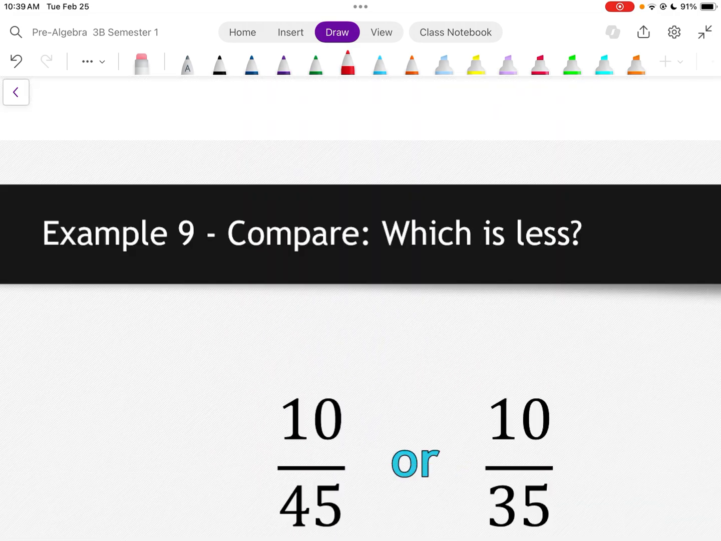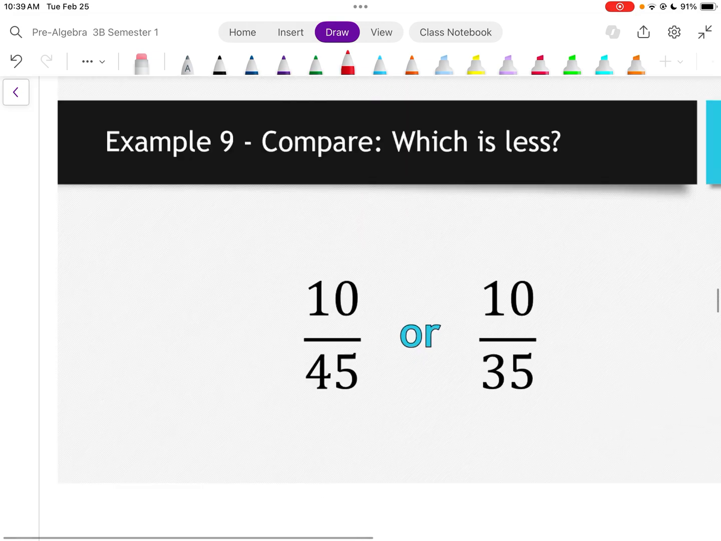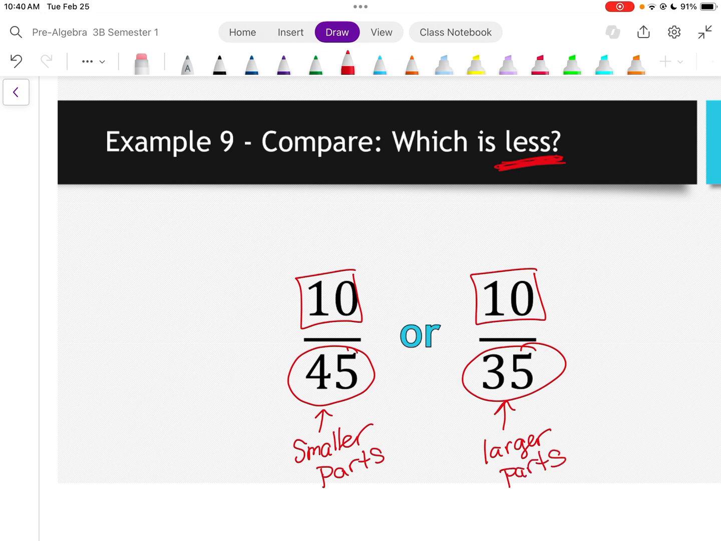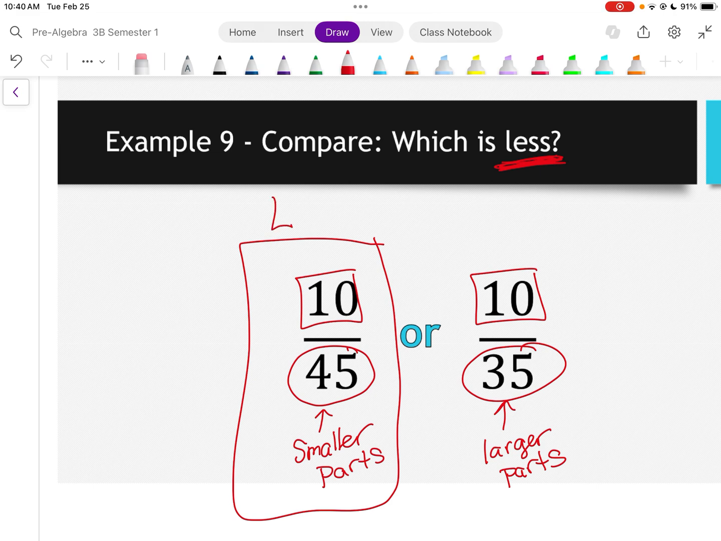All right, and our next slide, once it loads, compare which is less. So again, less on this one. They're both talking about 10 parts. So the one that's split into more pieces, these ones are going to have smaller parts. And the less pieces it's split into, that's going to have larger parts. And then this one, that means the one with the smaller parts is going to be the less of the two.